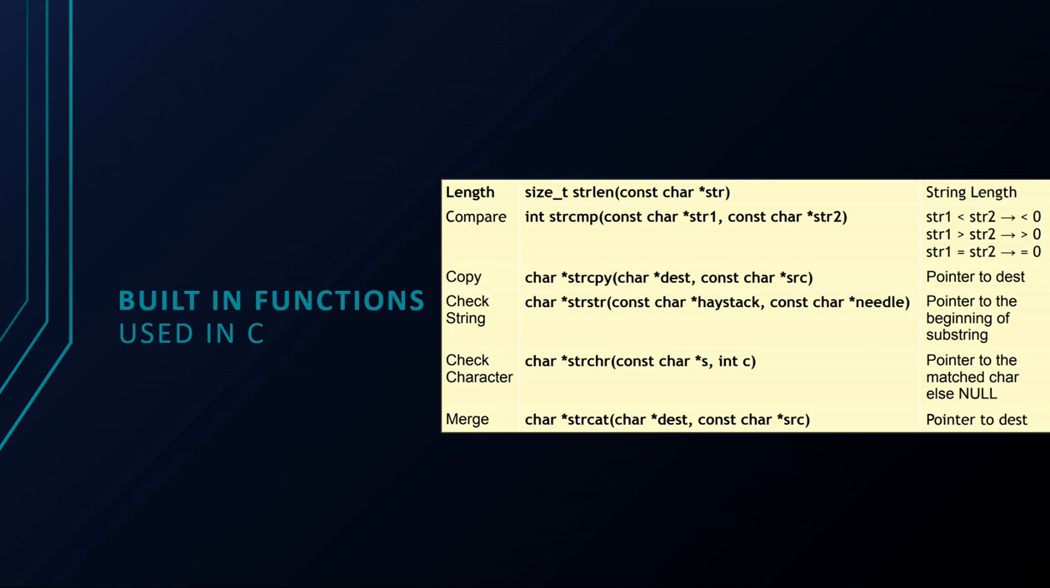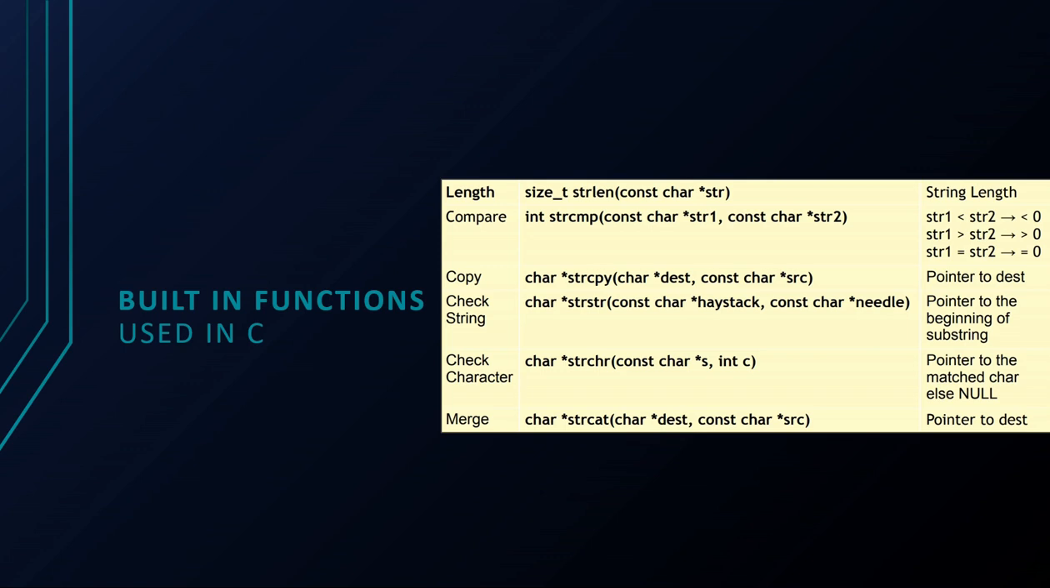strstr. This searches for a substring inside of a main string. If the substring exists, we return an address. If not, we return NULL. strchr. This function is used to search for a character inside of a string. If the character is found, we return the address. If not, we return NULL. strcat. This function is used for string concatenation.